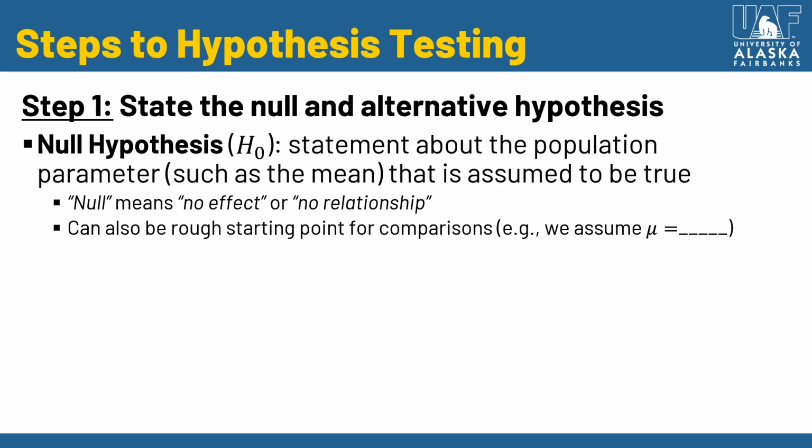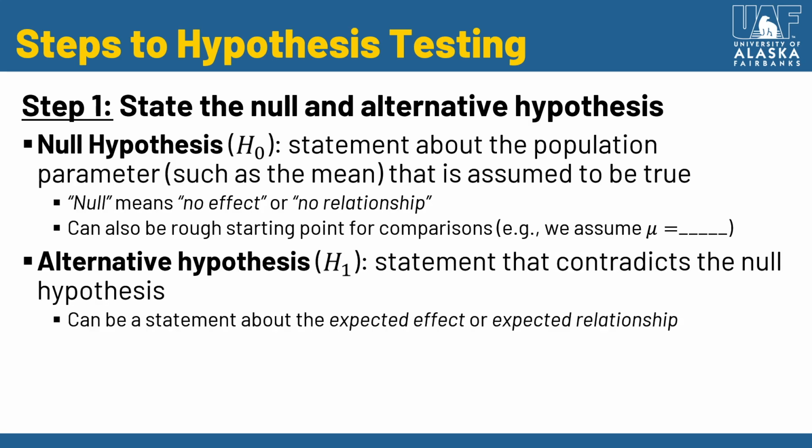This could just say that these two things aren't related, or it could be a rough starting point for comparison. So we might make some assumption about the population mean mu here. Like we've used IQ tests as an example. IQ tests are an easy example because the population mean for IQ tests, the way they're designed, is supposed to be right at 100, right? So we can make that assumption as a null hypothesis.